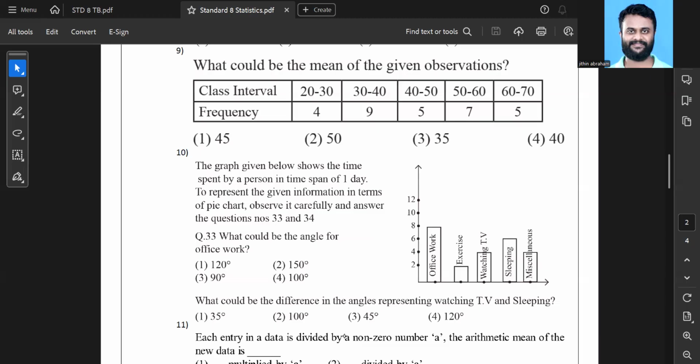Okay. Let's now solve for the 10th question. So what could be the mean of the given observation? Now there is a formula for that. For mean, the simple formula is basically: we add the data, divided by the number of data. Number of data means basically the frequency.